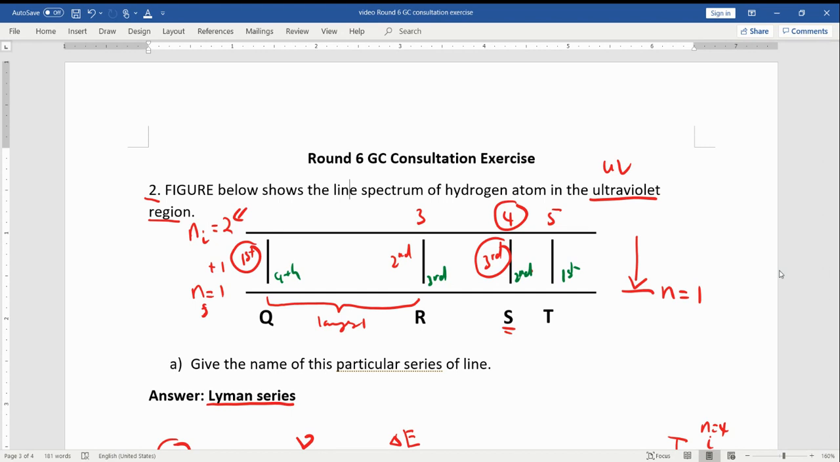And then for the line spectrum, remember, find the first line. Always find the first line first. The first line is the one that has the largest distance.